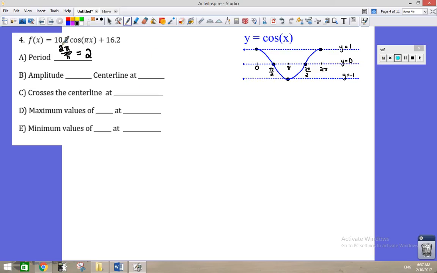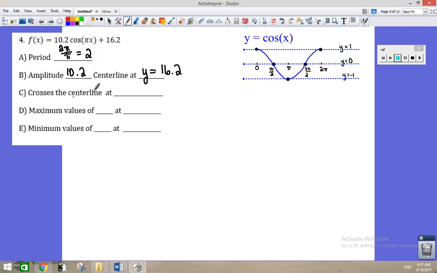We have an amplitude that's the multiplier that's in front of your sine or cosine. So in this case, it's 10.2. The center line, has there been a vertical shift? Have you taken this graph and lifted it up or down any amount of units? And here, we have the positive 16. We're lifting it up 16.2 units. So the old center line was 0, and that's 0 plus that. That's where our new center line is at.